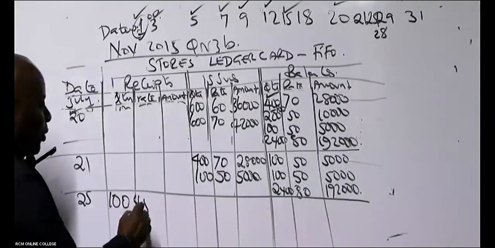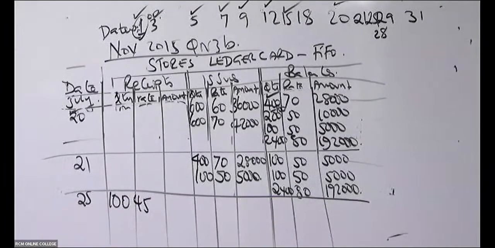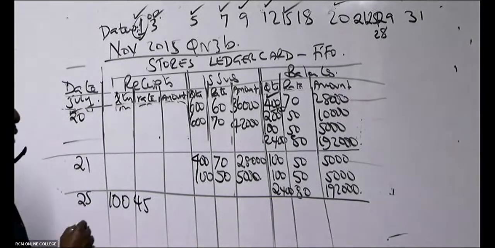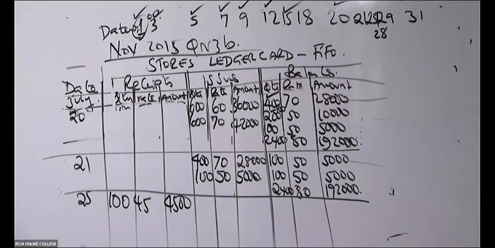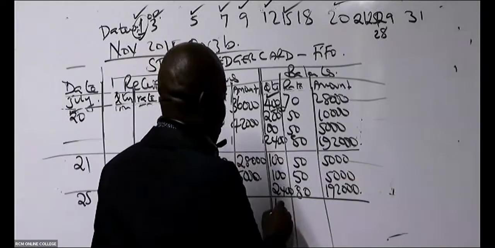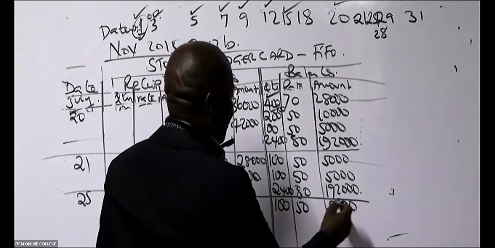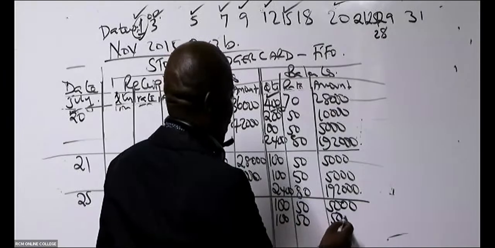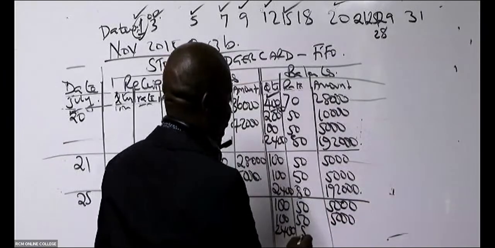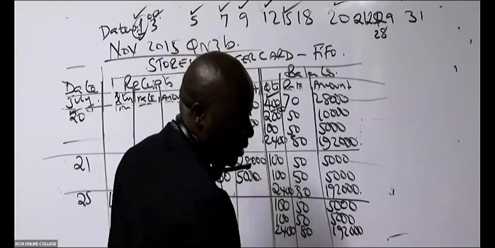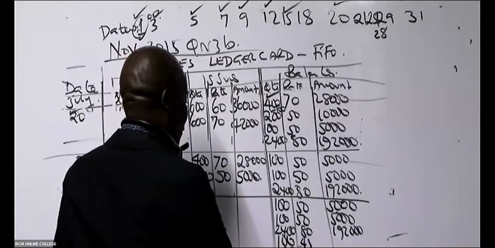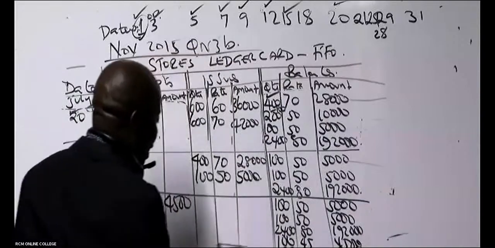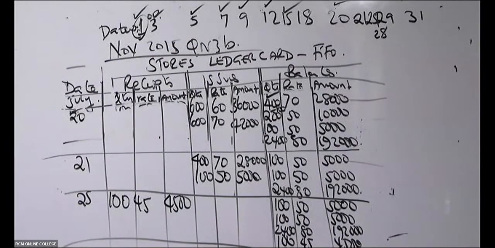Thank you. 45. So then 100 at 45 gives me 4,500. So we go ahead and update, isn't it? Now we have got 4 batches: 155,000, then 2,400 at 80, 192,000. And lastly, I have this 100 at 45, giving me 4,500. Hooray! 25th is done. So from there, we go to the 28th.